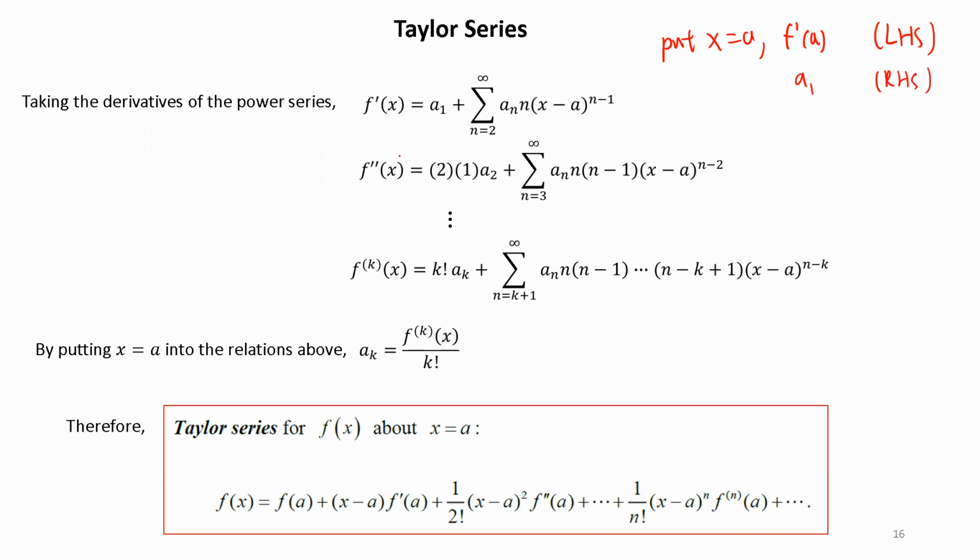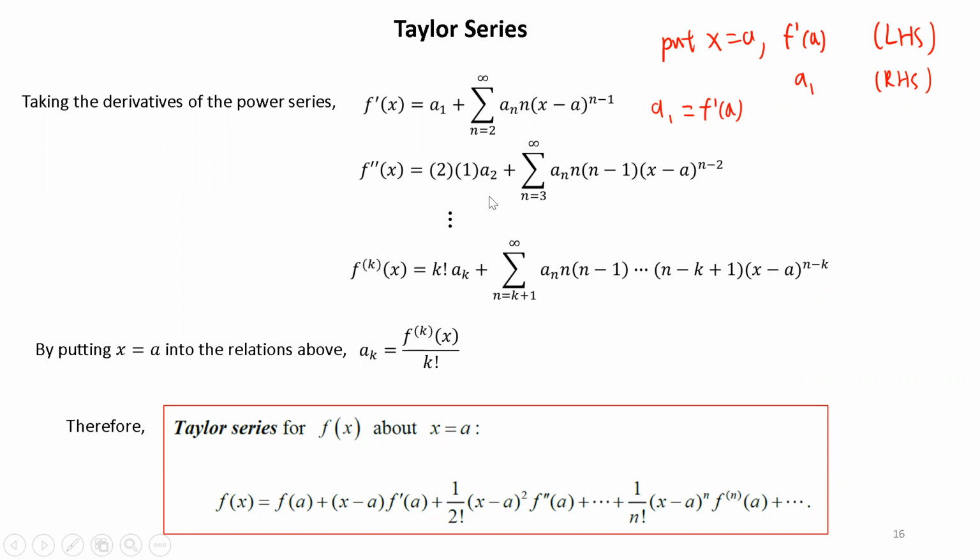So therefore, we find that a1 is just equal to f prime a. Then we do it again. Take the second order derivative. Then you will be able to find that a2 is equal to f double prime a divided by 2 times 1.